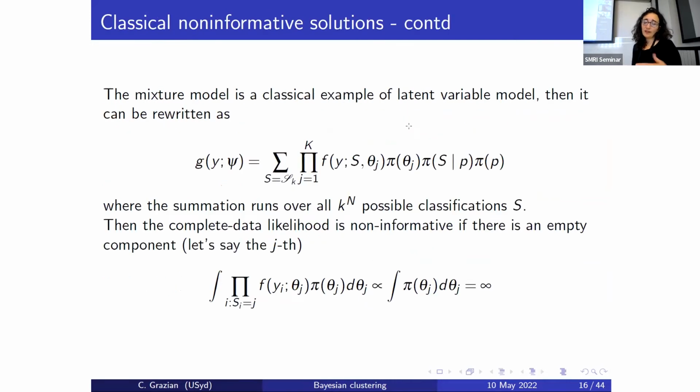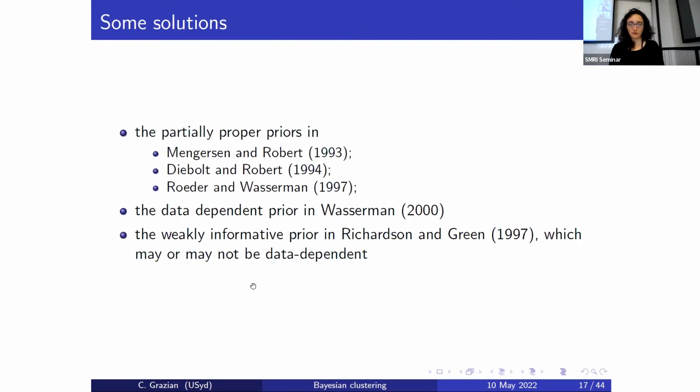Then a mixture model can be seen as an allocation model, as I said before. So you can think that it's possible that you don't allocate any observation to a particular component. In that case, the posterior distribution of the parameters of that particular component will only depend on the prior distribution. And so if the prior is improper, then the posterior will be improper. This is just a simple example, but there are many more cases showing that using improper prior distributions in this setting leads to improper posterior distributions.